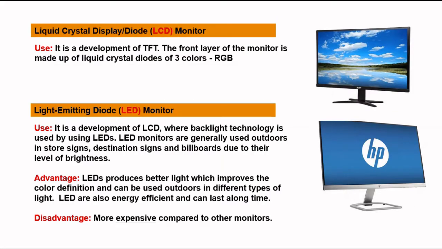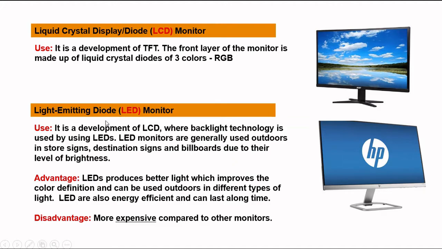Moving on, the most common types of monitors we have now are the LCD and the LED. LCD stands for liquid crystal display or liquid crystal diode. This is again a development over the TFT, where in the front layer the monitor is made up of liquid crystal diodes of three colors, red, green and blue. So this is why you see small resolution dots of red, green and blue if you carefully look at it.